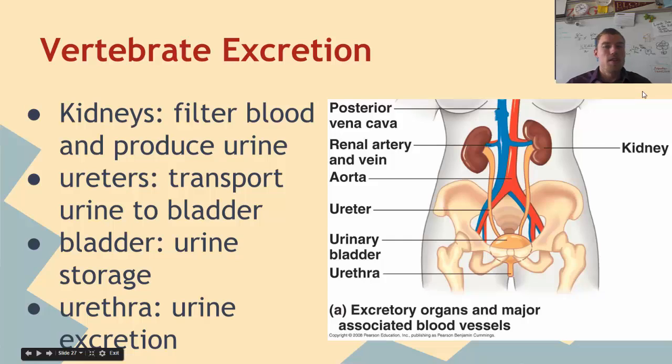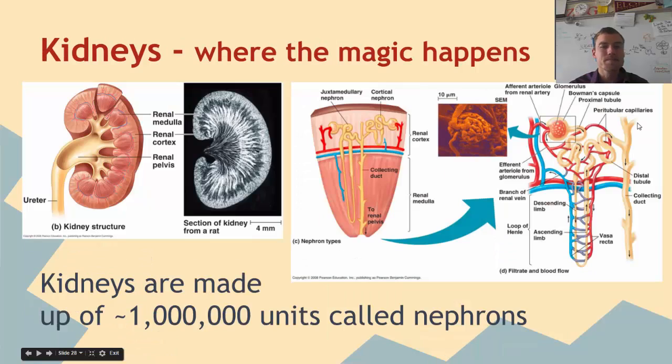All right, so vertebrate excretion involves these organs. The main ones are the kidneys and the bladder, but then you've got a couple of ducts in there that connect them. The kidneys are where the actual filtering process occurs and the production of urine. Then you've got the ureters, which connect the kidneys to the bladder. The bladder stores the urine until you get too much of it. And then you've got the urethra, which is where your urine is excreted outside of the body.